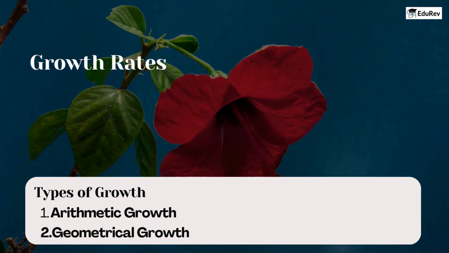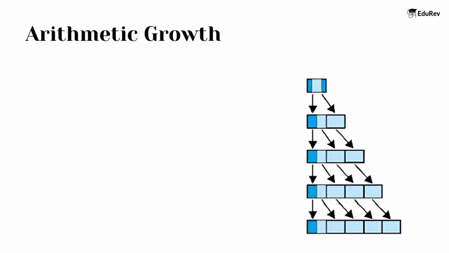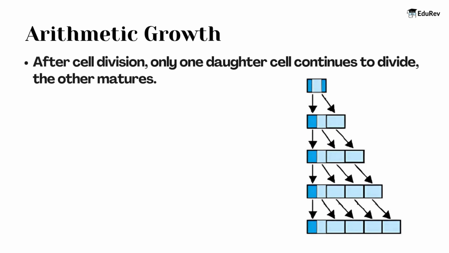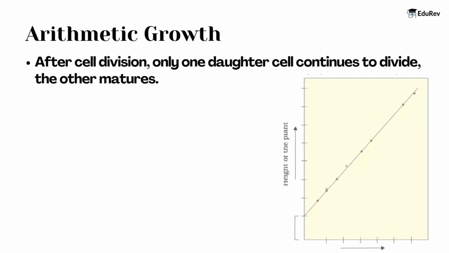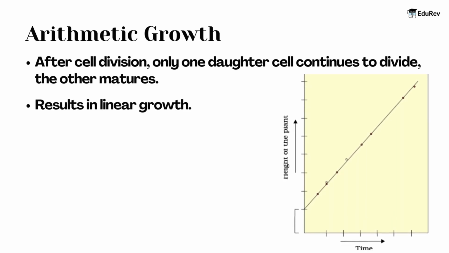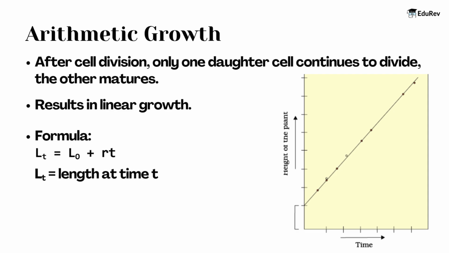There are two main types of growth based on how cells divide. First, arithmetic growth. In this type, one daughter cell continues to divide while the other matures. Because only one cell keeps dividing, the growth happens in a straight, steady line. We call this linear growth. The formula for arithmetic growth is L_t equals L_0 plus r t, where L_t is the length at time t, L_0 is the initial length, and r is the growth rate.